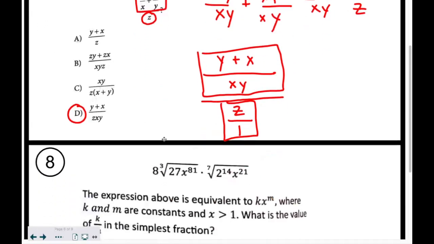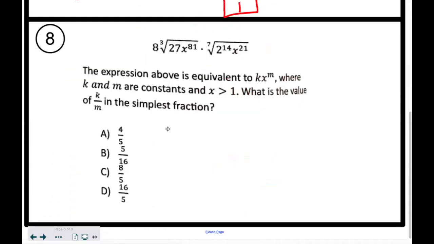Okay, number 8. All right. So this is some radical exponent laws combined with asking a question in a much different way again than what we're used to in school. So in school, we might have a problem like this where they just say to simplify. And then they add this extra, it's equivalent to this.